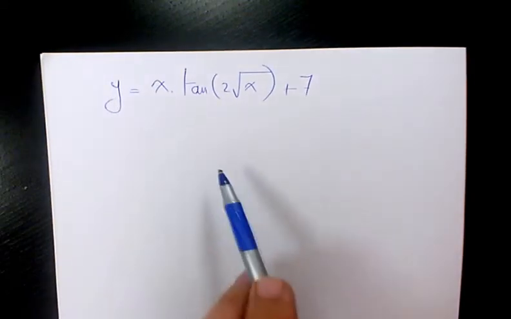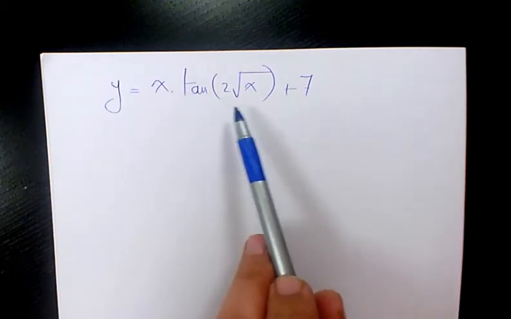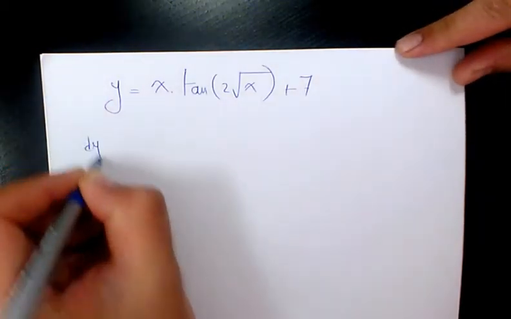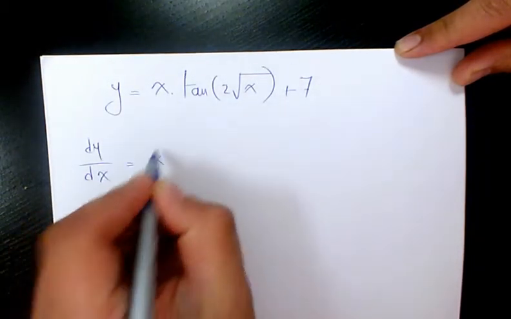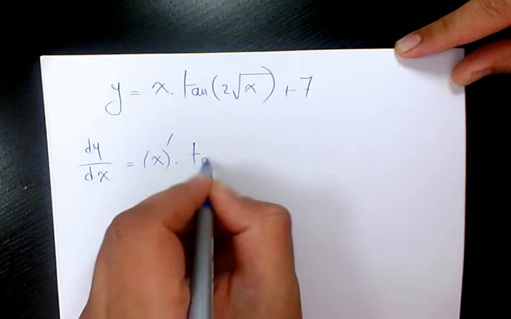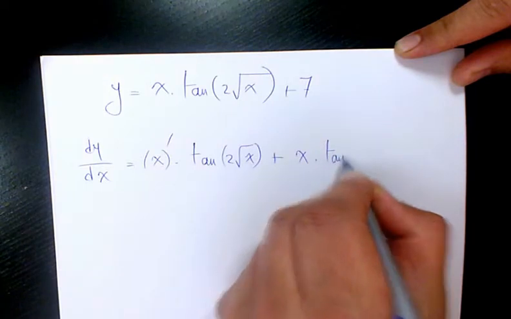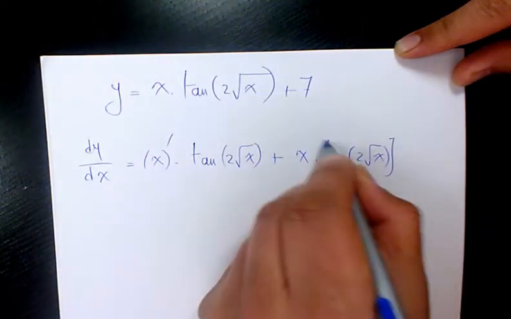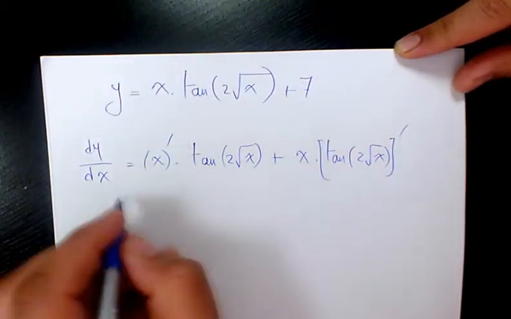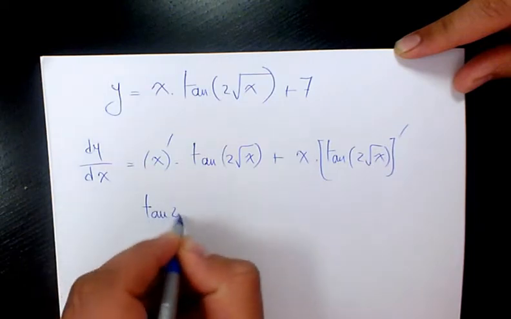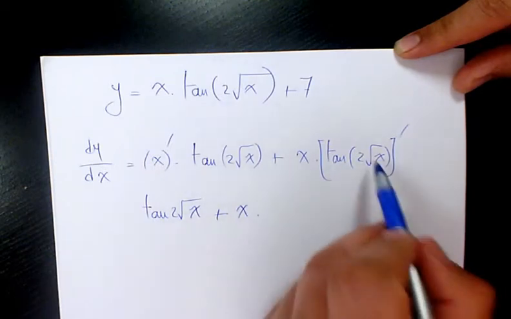In this video I want to show you how to find the derivative of x times tan of 2 root x plus 7. So we have dy over dx. We need to use the product rule. Derivative of x times tan 2 root x plus x times derivative of tan 2 root x plus derivative of 7 is 0. So derivative of x is 1. So 1 times tan 2 root x plus x times derivative of tan 2 root x.